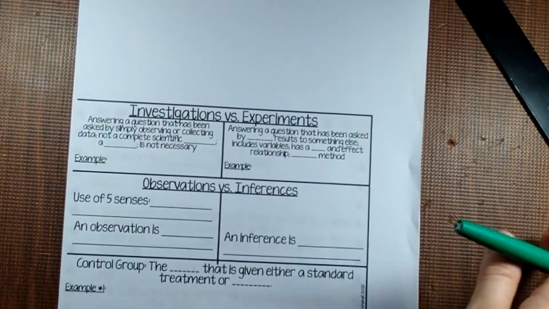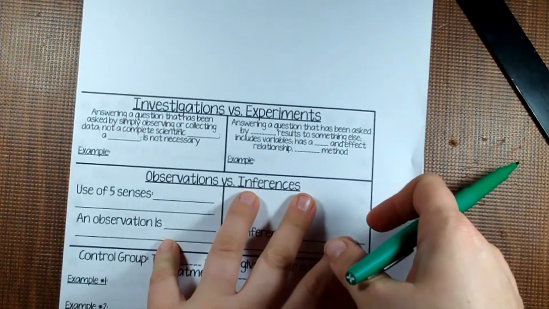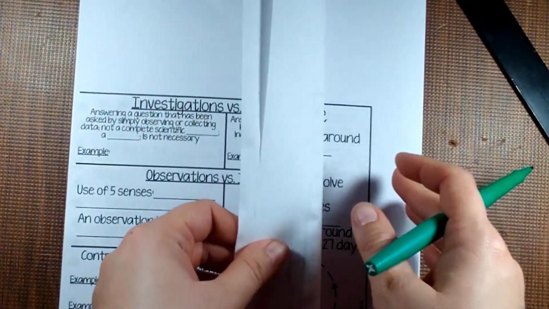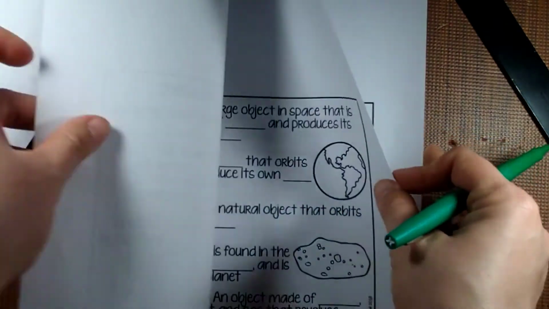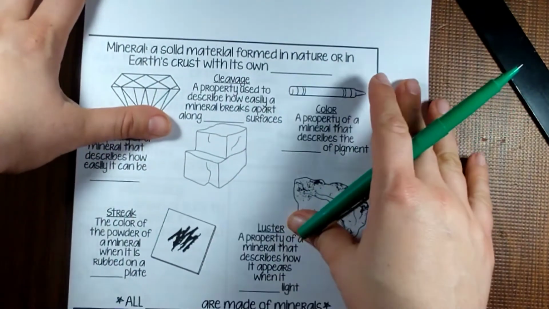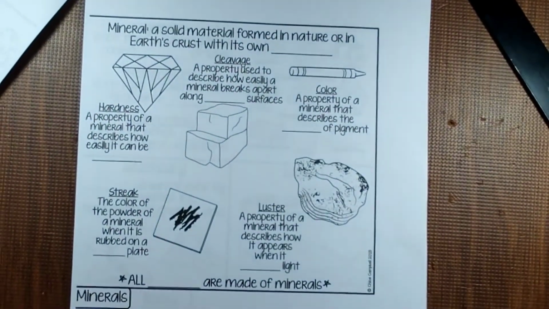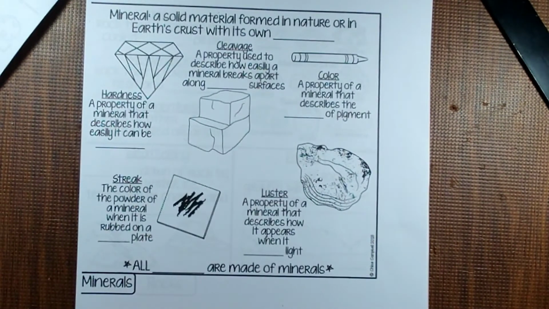Hello friends, today we are going to be focusing on our weathering, erosion, minerals, and rocks review. So we're going to turn to the page that should be numbered 7 that says minerals on the bottom. Now we're going to be reviewing minerals and rocks first. Then we're going to be talking about resources and weathering and erosion.